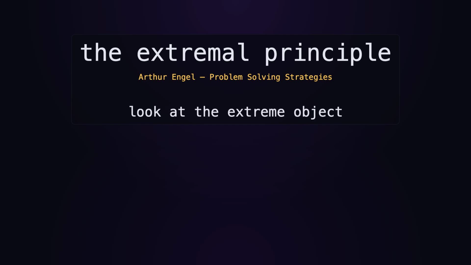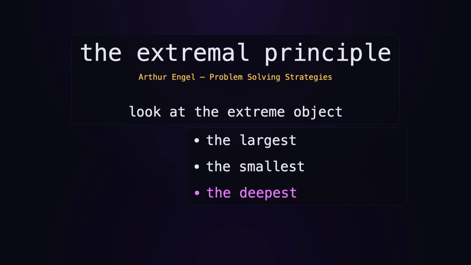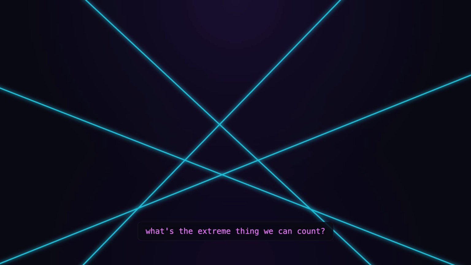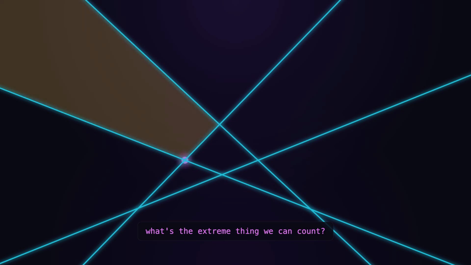It says, look at the extreme object. The largest, the smallest, the deepest. So to count our regions, what's the extreme thing we can count? The deepest point of a region. Let's try counting those. So here's the plan.